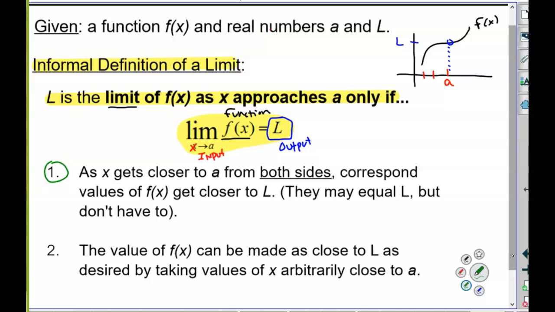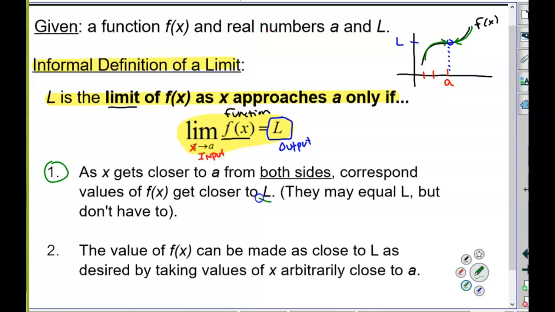I'm on the function f. As I approach it from the left, I'm getting closer and closer to an output. Right, I'm getting closer and closer to L. As I approach the function from the right, I just so happen on the example that I drew, I'm getting closer to that same output, L. Now, the values of f of x get closer to L.